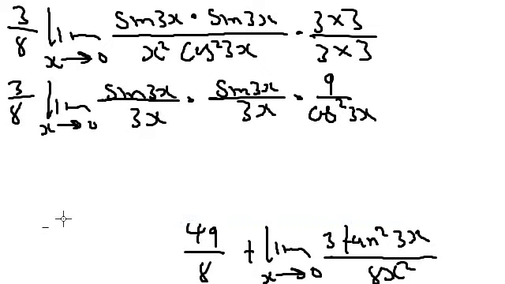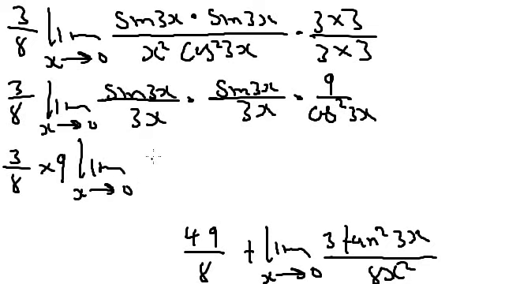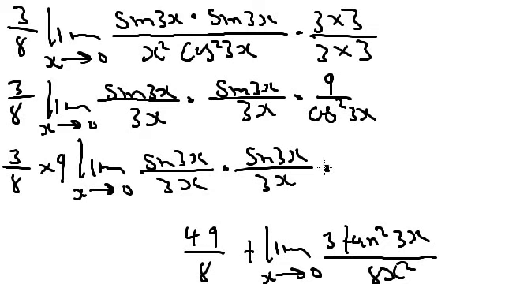So this is 9. Don't mess it up. Let me write it. Very good. Now we have 3 over 8 multiplied by, so the 9 is a constant, and I want to bring it to the front of the limit as well. You understand? So multiply by 9 and multiply by the limit as x approaches 0 of sine 3x divided by 3x, then multiply by sine 3x divided by 3x, multiply by 1 over cosine squared 3x.